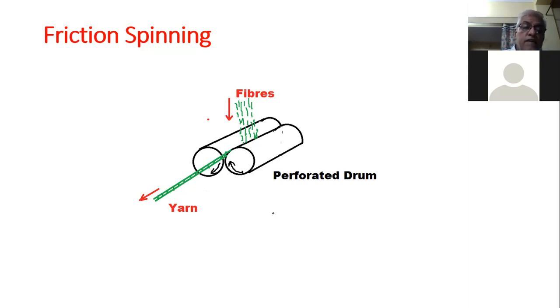What is that? The yarn is rotating due to friction between these two drums, due to friction between yarn and the perforated drum. So as the drums are rotating and yarn is lying in between them, the yarn is also rotating, and due to rotation of the yarn, the twist is inserted. The fibers are coming from the top, and the yarn is getting twist and withdrawn also, as shown in this diagram. So this is the basic principle of friction spinning.